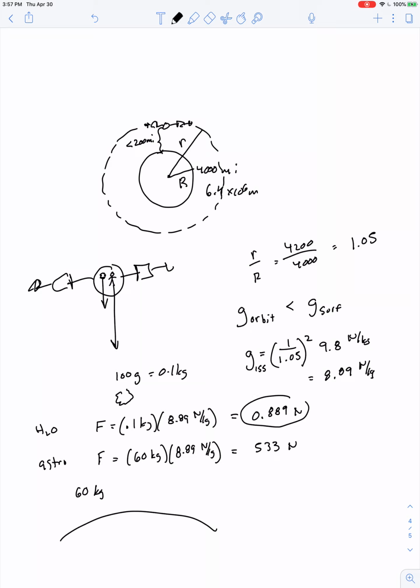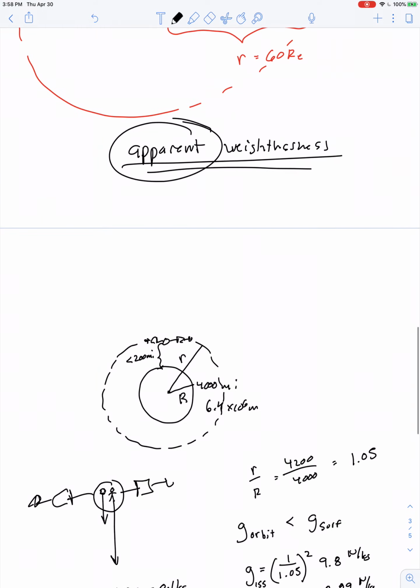This is the weight of the blob of water, and this is the weight of the astronaut. And by the way, if the astronaut was at the surface of the Earth, her weight would be something more like 600 newtons instead of 533. So astronauts don't weigh that much less in the ISS than they do at the surface of the Earth, but they have an apparent weightlessness.